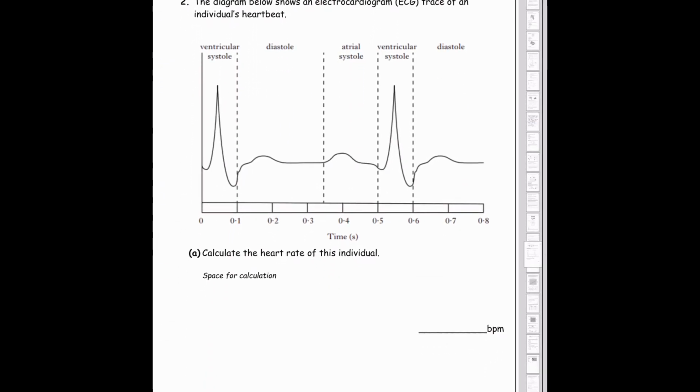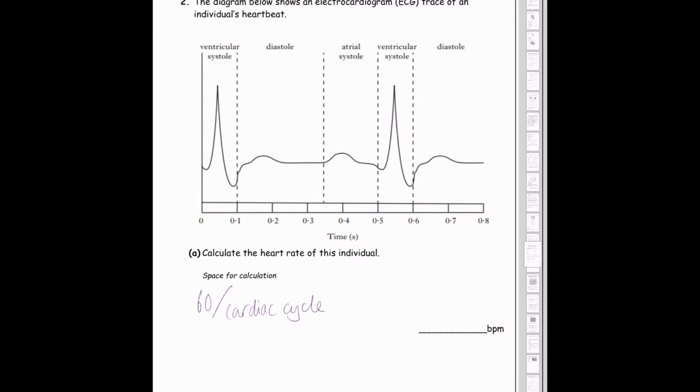We have to calculate the individual's heart rate. So for that we need to do 60 divided by the length of one cardiac cycle. Okay, so we need to work out the length of one cardiac cycle. The three main phases of the cardiac cycle are diastole, systole of the atria and systole of the ventricles. So we can pick any point on the diagram.